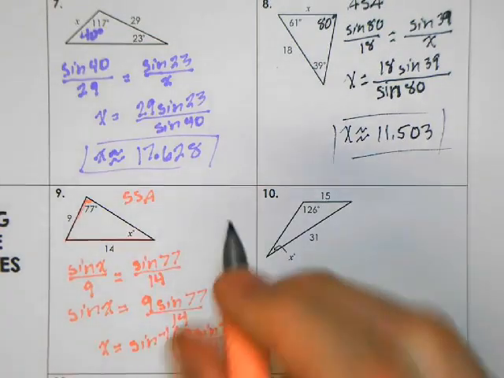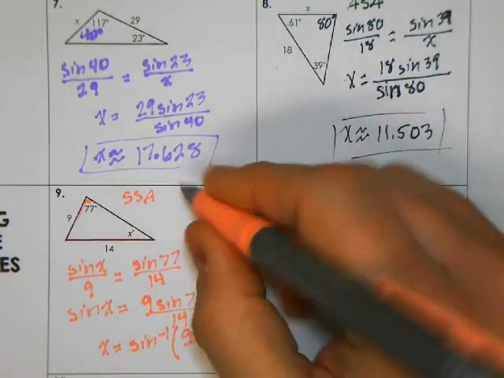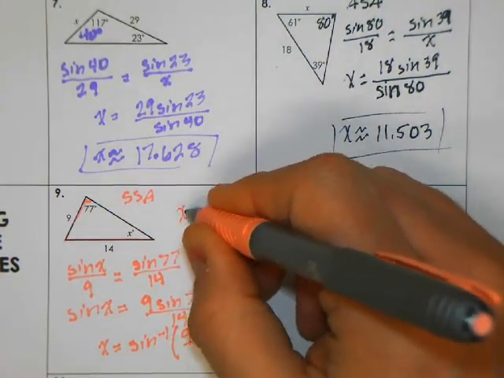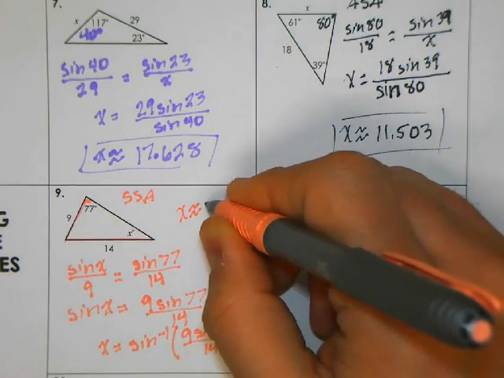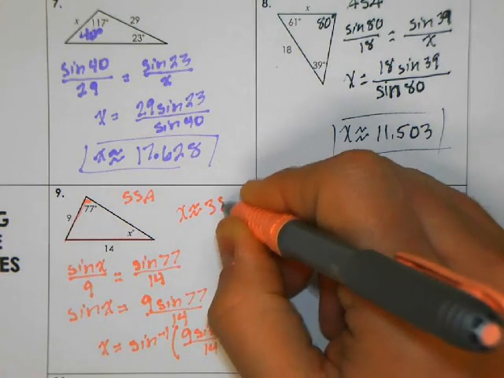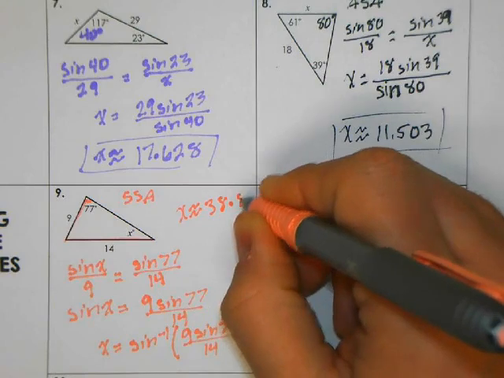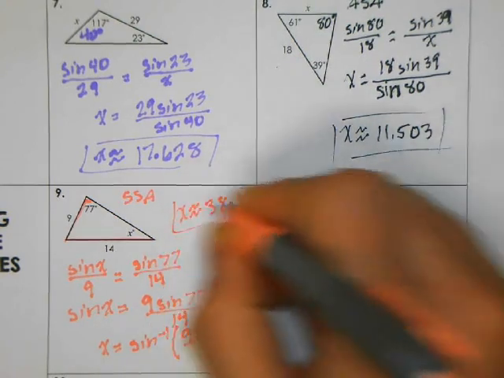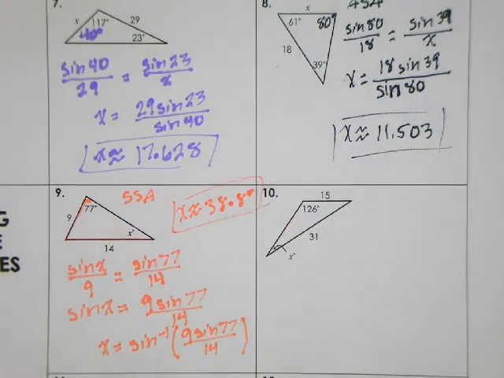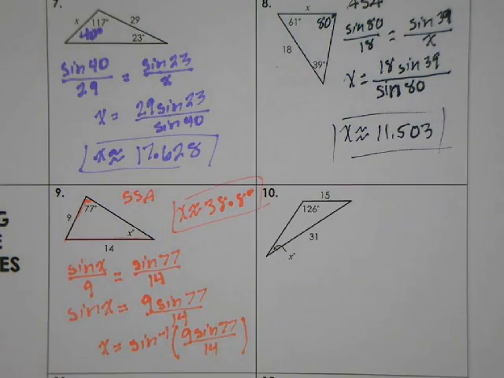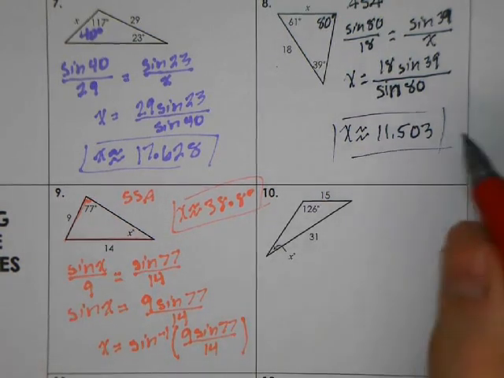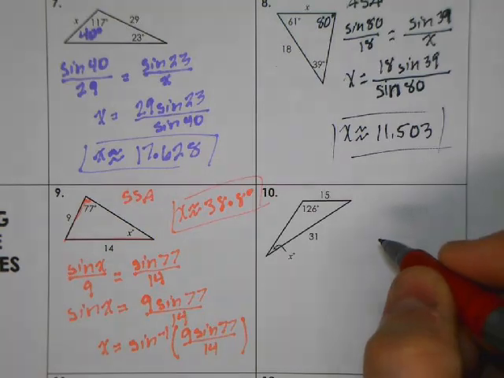So if I do, I get an angle measurement of 37.8 degrees. So here I'm kind of running out of room at the bottom. So here up at the top I'll say x is approximately equal to 38.8 degrees. So let's move on and try the next one here and see what we end up with.